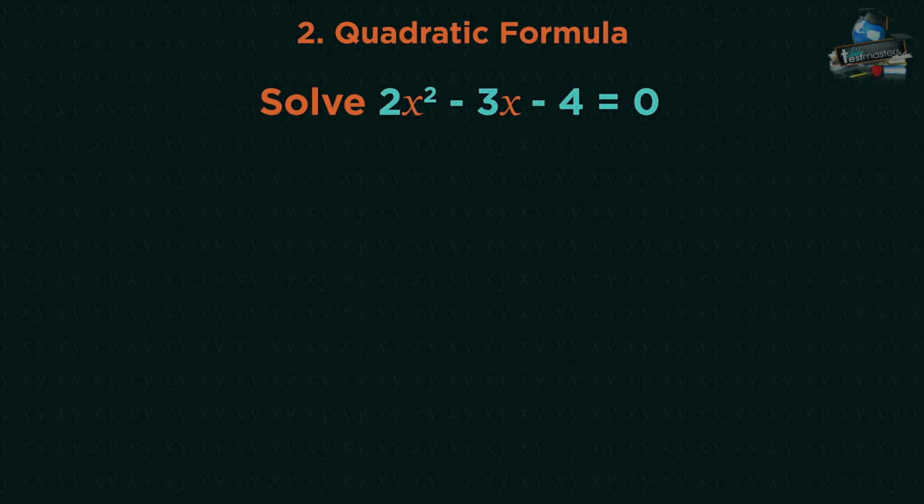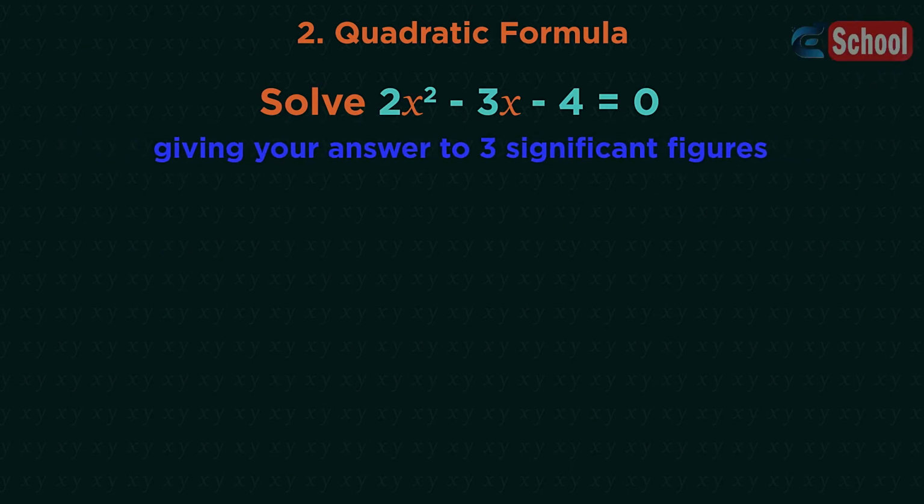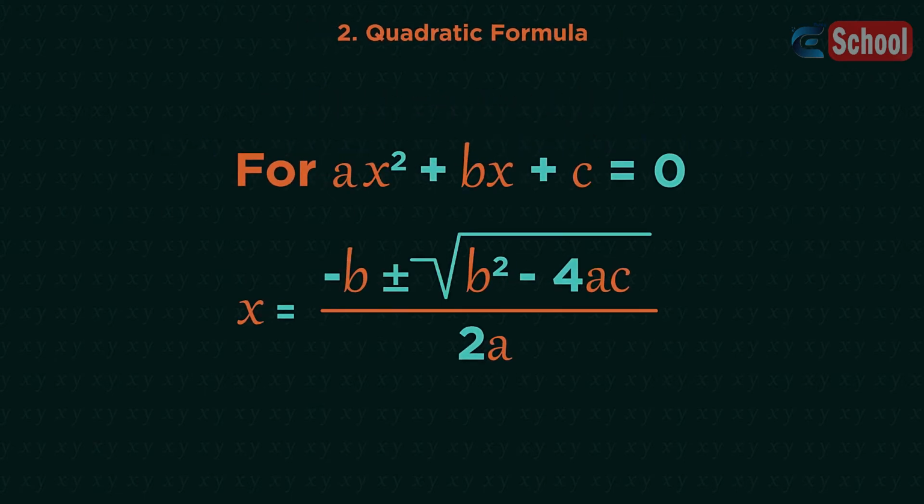If the question says giving your answer to 3 significant figures, or giving your answer to 2 decimal places, it means these quadratics cannot be factorised. So straight away look to use the quadratic formula. So let's have a look at how to use the quadratic formula to solve quadratics.